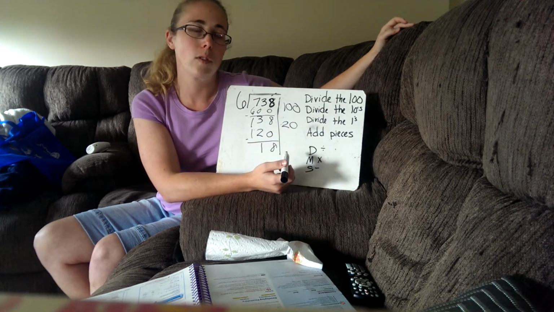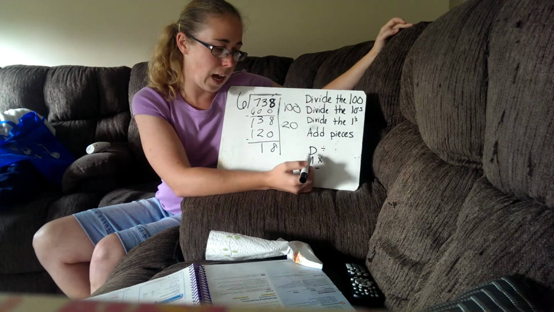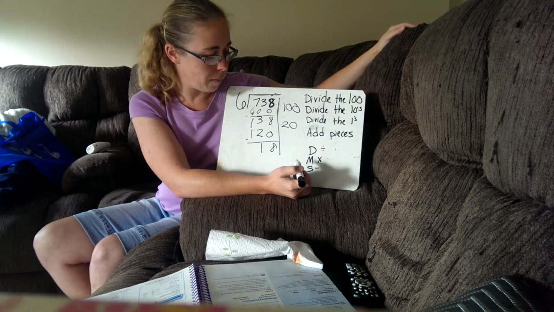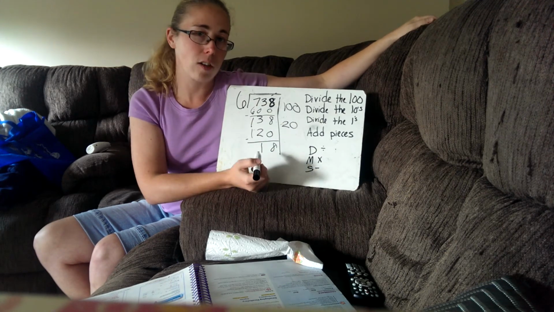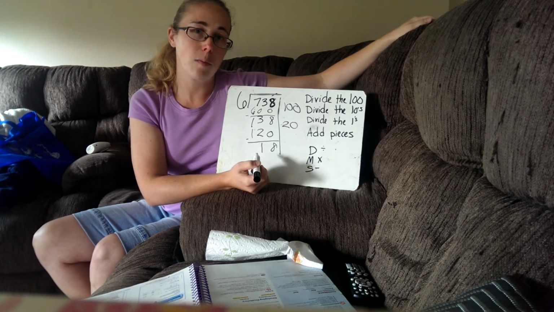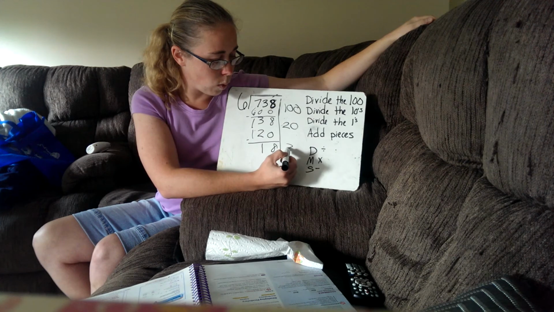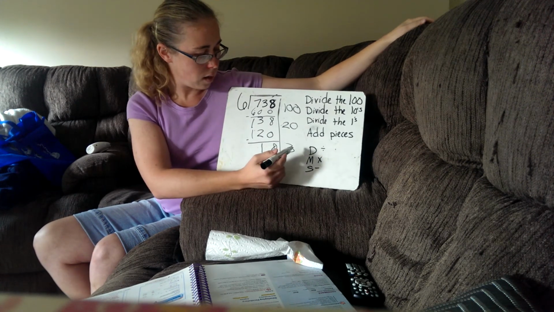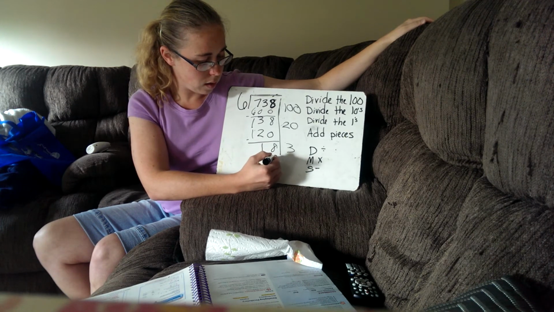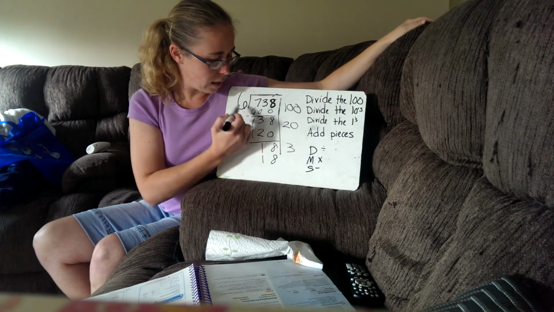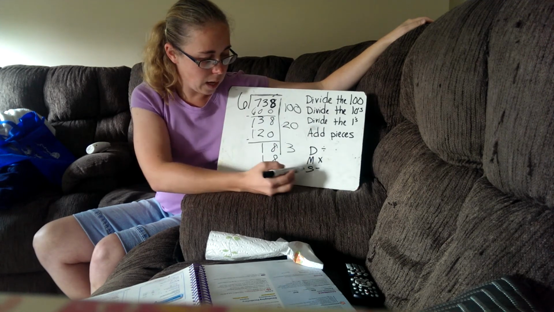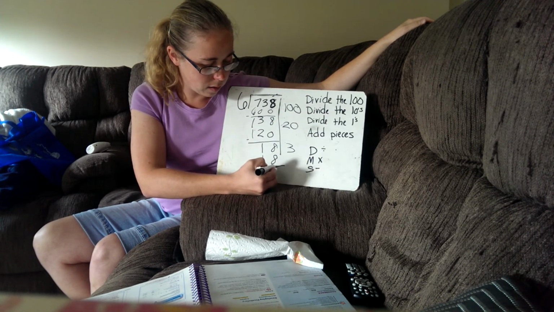So we worked in the hundreds column, we worked in the tens column. Our next step is to do the same 3 steps, dad, mom, sister, divide, multiply, subtract, in the ones column. So how many times can 6 go into 18? That's pretty easy. We know that 6 times 3 is going to be 18. So we divided 18 by 6 to get 3. Now we have to multiply. 3 times 6 is 18, and then we subtract.